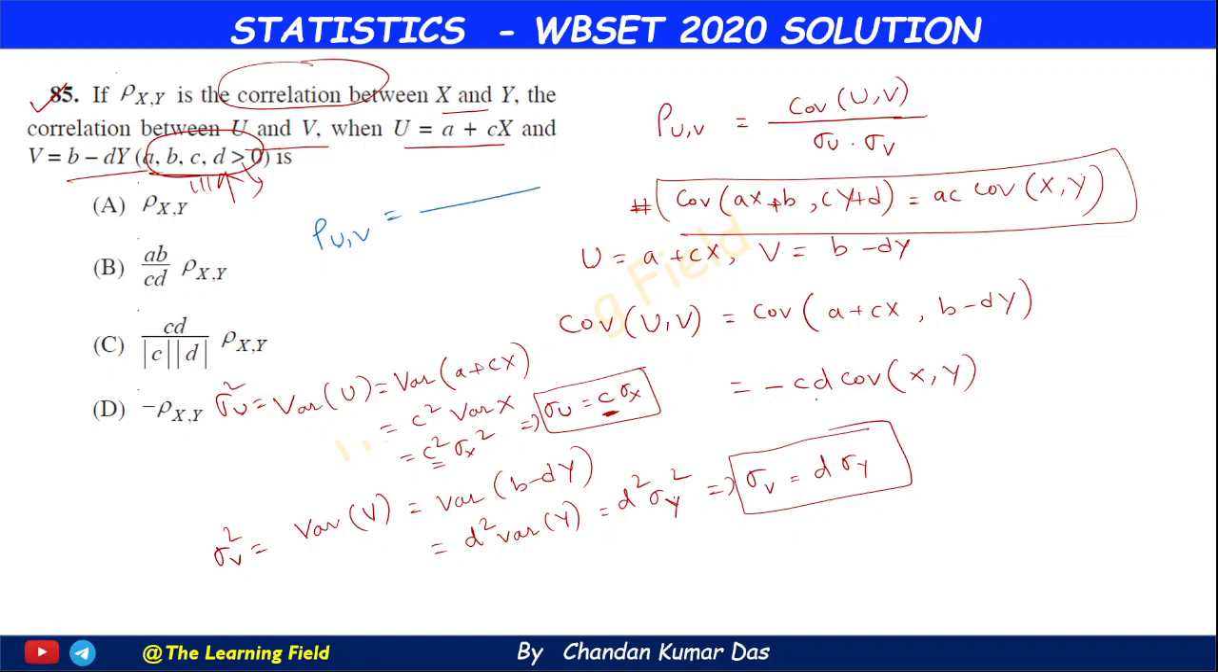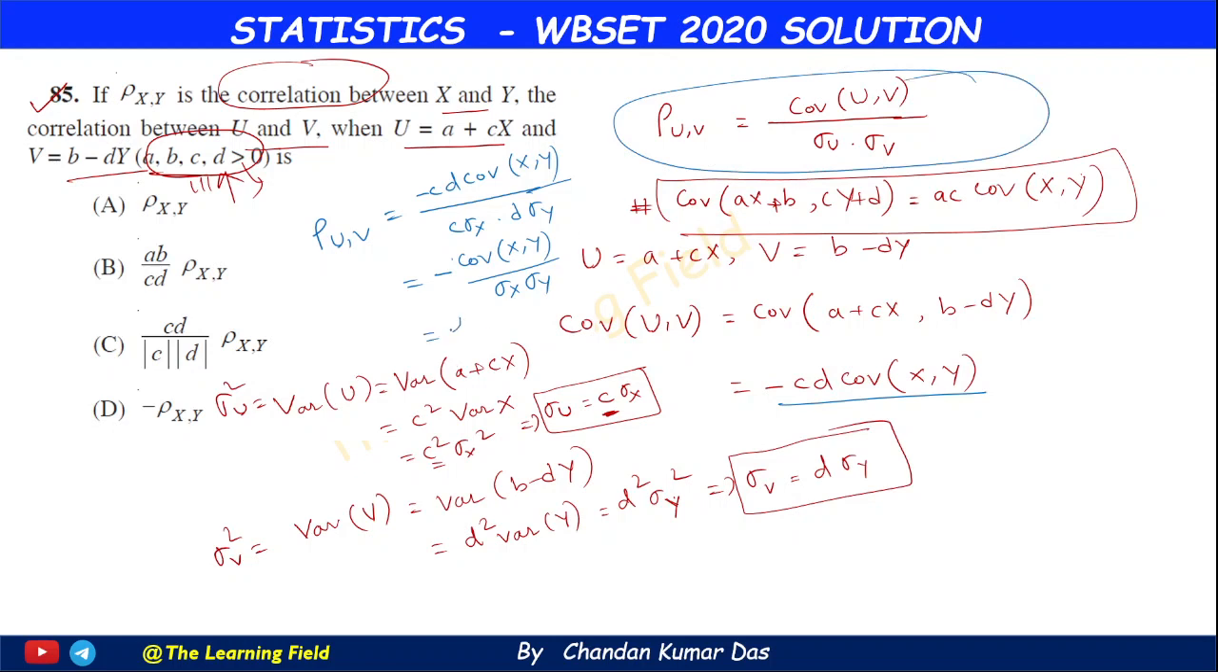Cov of u v, means this one, which is minus cd cov of x and y by c sigma x and d sigma y. Okay, so this is equal to what? cd is going to cancel, so this is minus cov of x y by sigma x into sigma y, and this is the simple definition of correlation, which is equal to minus the correlation coefficient between x and y. So this is the answer, which is clearly option D.